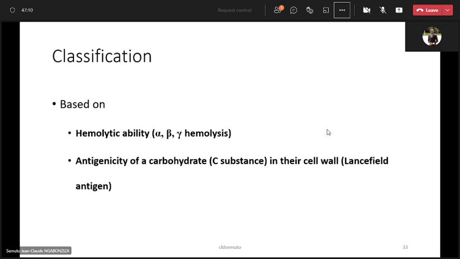So the classification is based on two main criteria. One is hemolysis, the ability on blood agar. We can differentiate three categories: alpha hemolytic, beta hemolytic, and gamma hemolytic. And there is a carbohydrate in the cell wall called C substance. Based on the antigenic variation of these C substances, you can classify groups of streptococci. So the antibodies can agglutinate some or not. So we have A, B, C, D. They are called Lancefield's antigen groups.